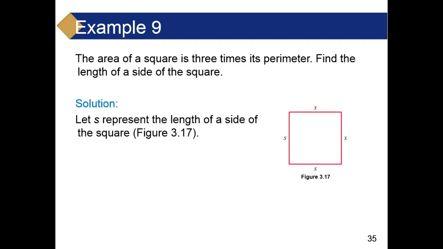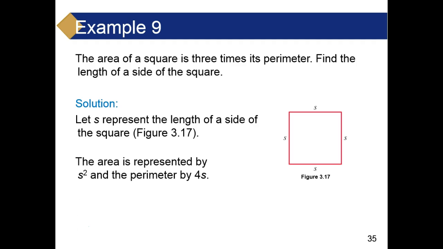Oh, shame on them. They let S be the letter, but who cares what the letter is? That S represents the length of the side. They drew the picture and put the S's there, just like we did for A's. The area is represented by S times S, length times width, so it's S squared. Perimeter is represented by 4S. Walking around that, you walk a total of 4S units.